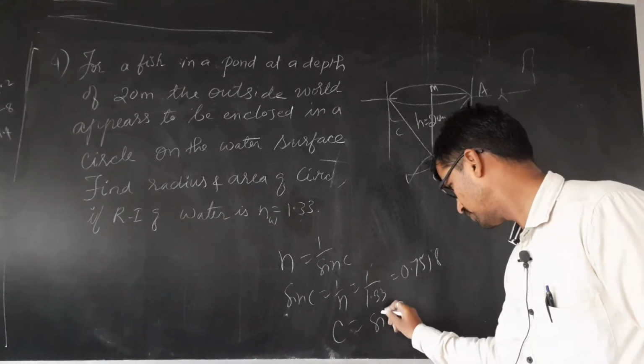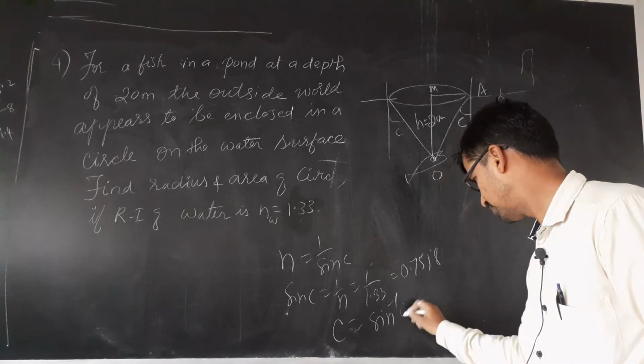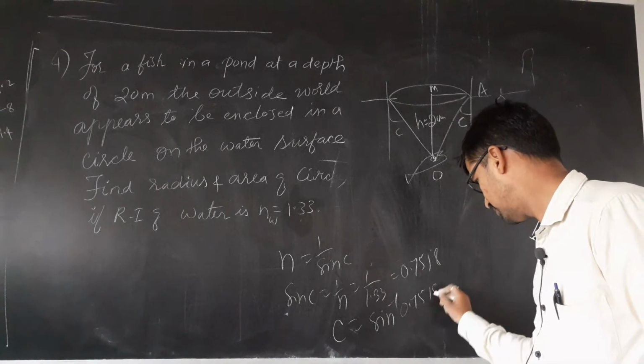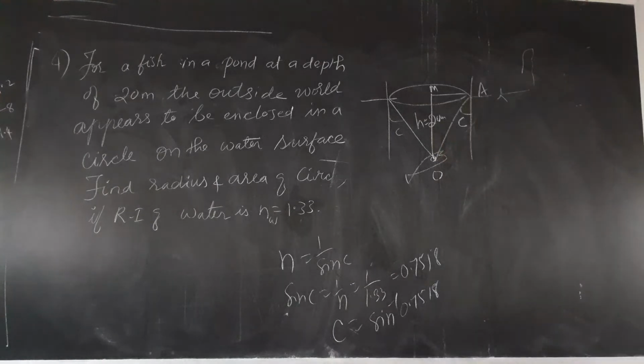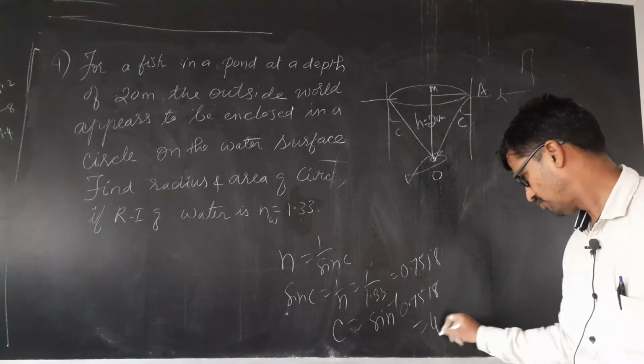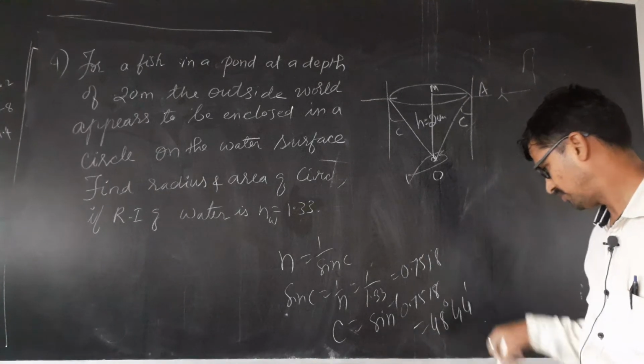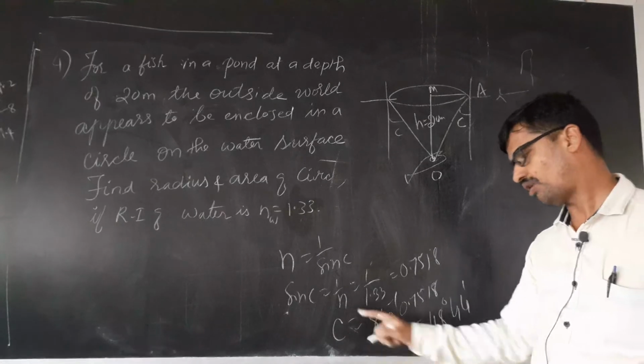C is equal to sin inverse of 0.7518. You should see in the sine table 0.7518. 7513 is there, 42 minutes, 5 difference means we'll take 4, so 42 plus 4, 46... 48 degrees 44 minutes. This is the critical angle for water.